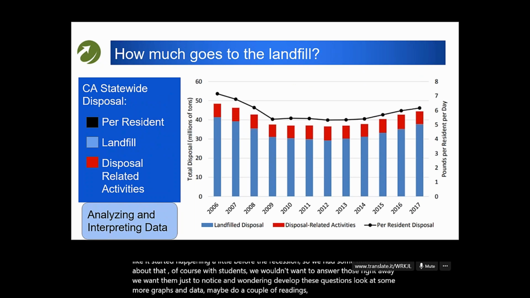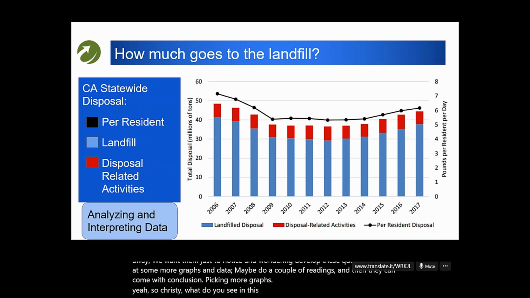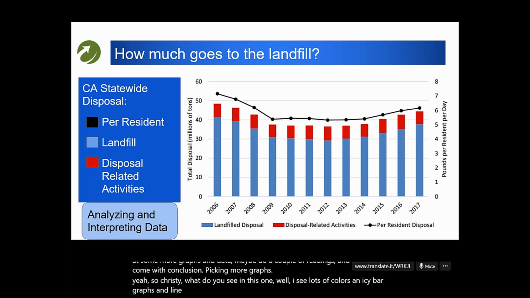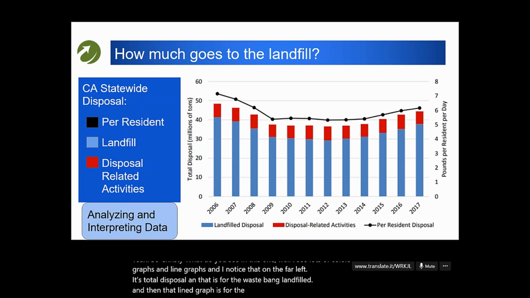Speaking of more graphs. So Christy, what do you see in this one? Well, I see lots of colors, and I see bar graphs and line graphs, and I noticed that on the far left, it's total disposal, and that is for the waste being landfilled, and then that line graph is for the pounds per resident per day, which it's nice to see that's mostly gone down.